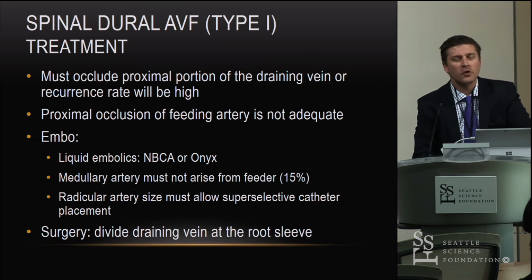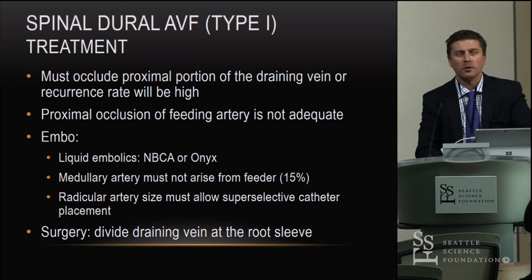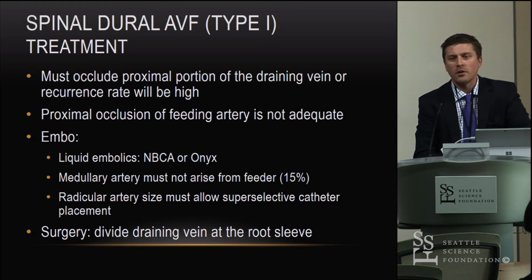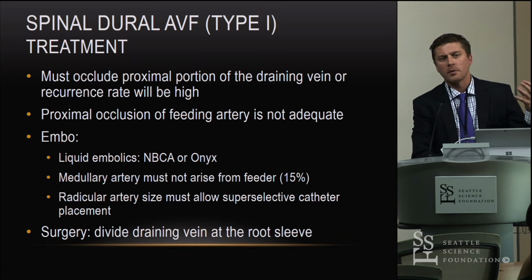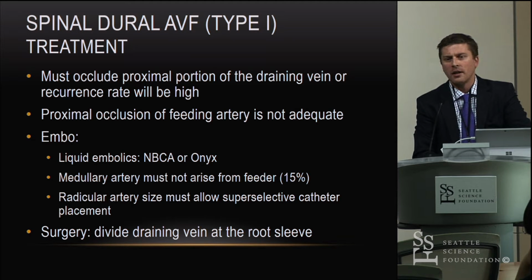The key thing with treatment of dural fistulas is you have to occlude the vein. Whether you do that with surgery or with embolization, if you just take down the arteries, the fistula will come back. So at surgery, we have to divide the vein. With embolization, we have to make sure we penetrate through the arterial phase into the venous pouch or the venous part of the fistula with Onyx or glue.